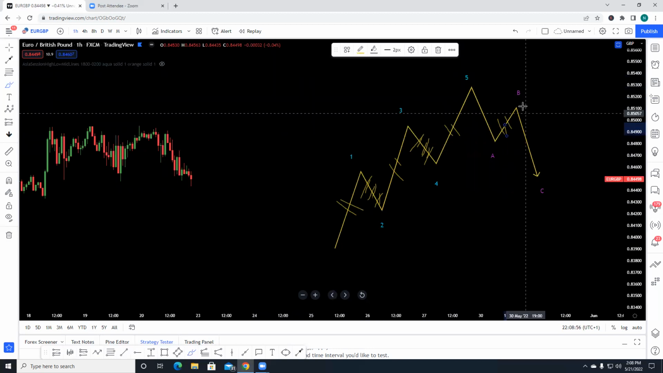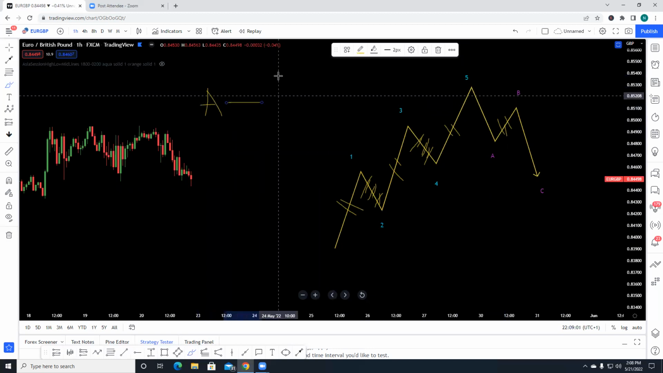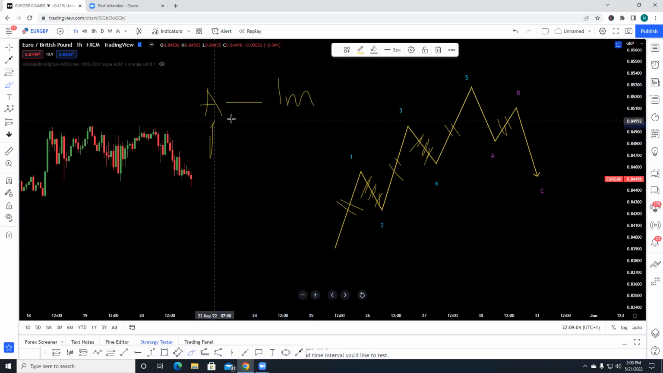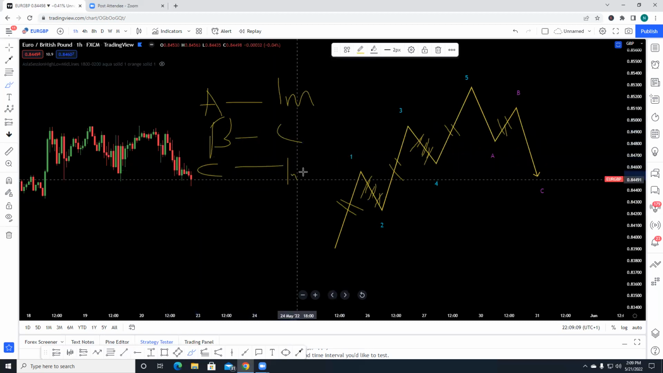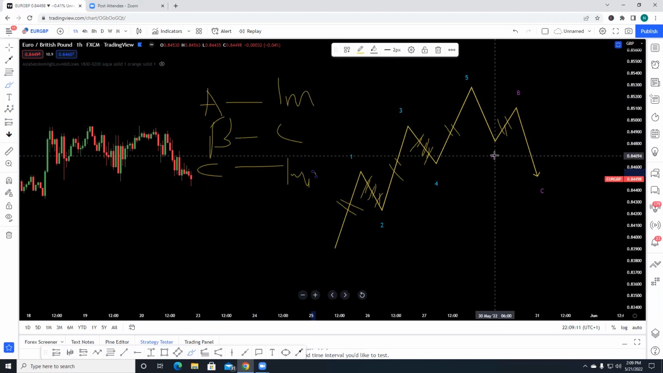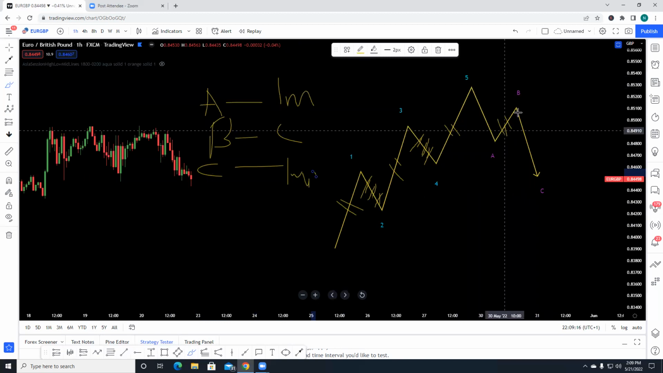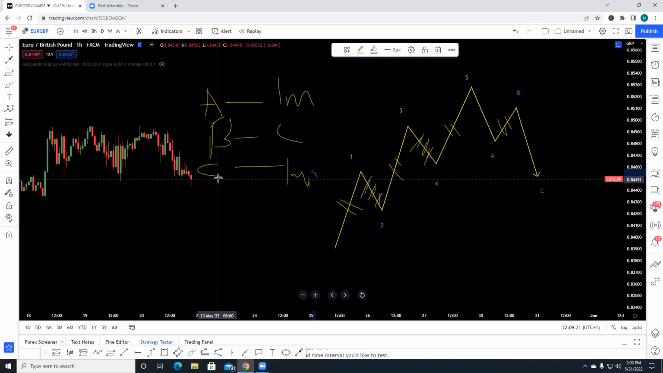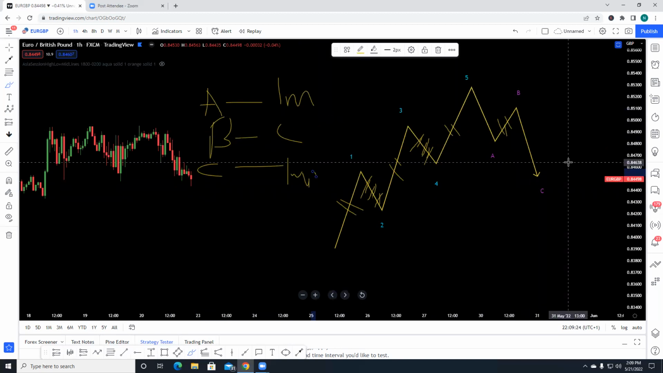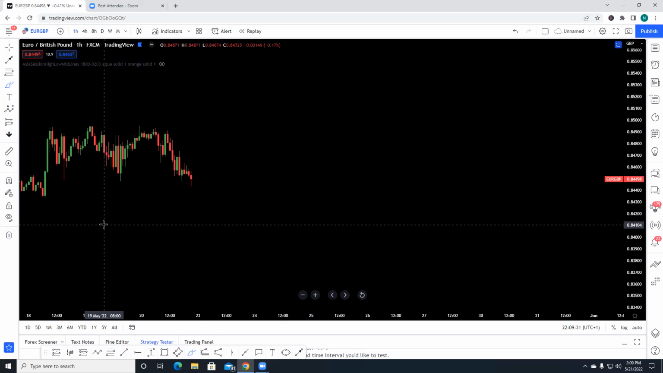In a corrective structure, I've told you that the formula is simple. A is equal to an impulse, B is equal to a correction, and then C is equal to an impulse. So if this A is an impulse, it's very sharp. If C is an impulse, it's very sharp. But if this B is a correction and it's very slow, then it is appropriate that you can find a triangle there. These are the areas where you can find a triangle in a structure, guys.